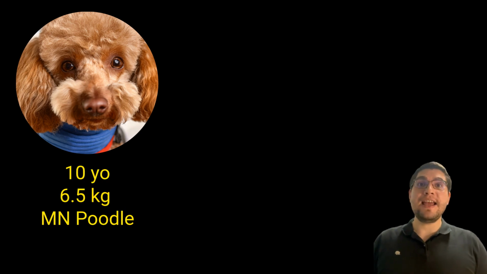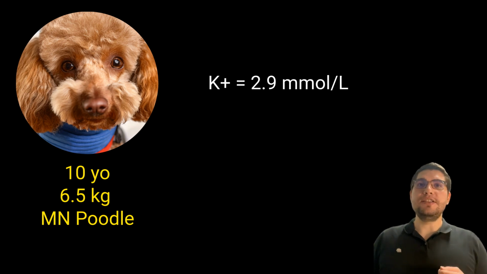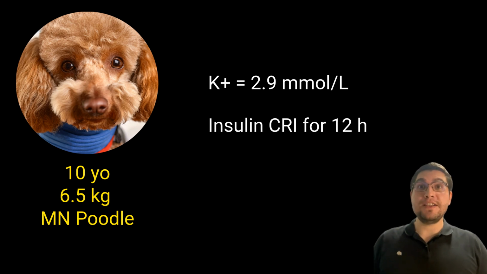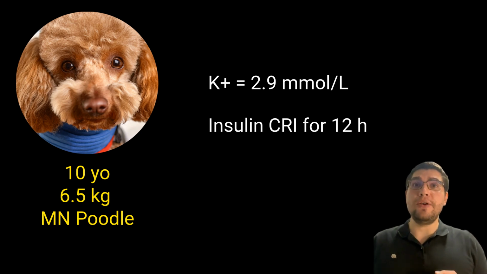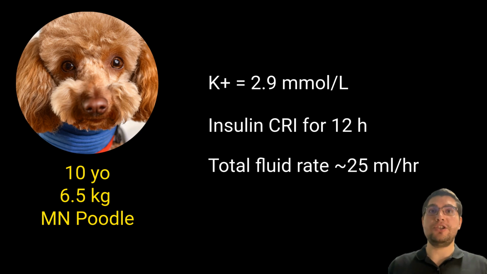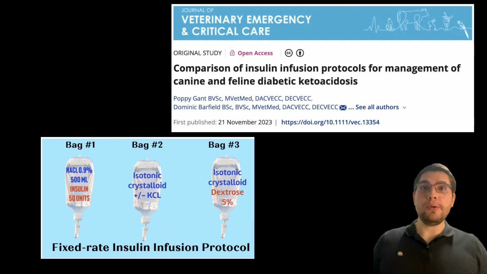Imagine you're treating a 10-year-old, 6.5 kilo male neutered poodle diagnosed with diabetic ketoacidosis. The dog's plasma potassium is 2.9 millimoles per liter, and he has already been rehydrated and is on an insulin CRI for 12 hours. His cardiovascular is stable, and you estimate that his total fluid rate should be around 25 mils per hour. Instead of using the variable rate insulin infusion protocol you normally use, you decide to use a fixed rate insulin infusion protocol for this case.